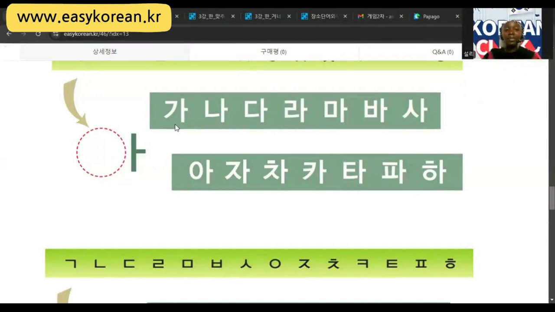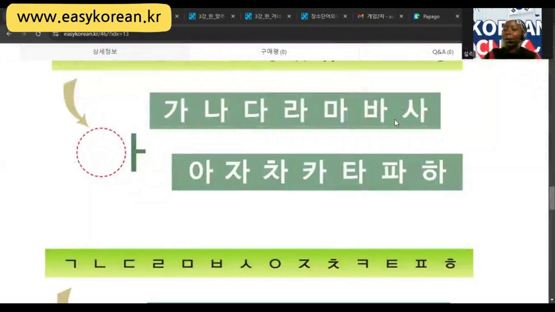Ka. Na. Da. Ra. Ma. Ba. Sa. A. Ja. Cha. Ka. Ta. Pa. Ha. And we usually use it to sing a song. That is like the Korean alphabet song.